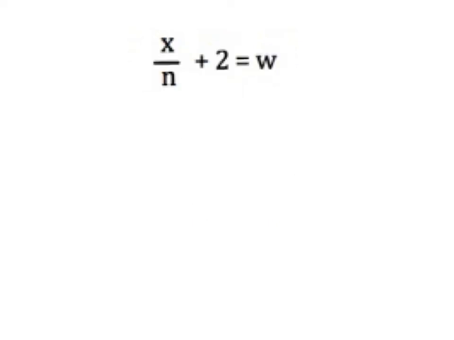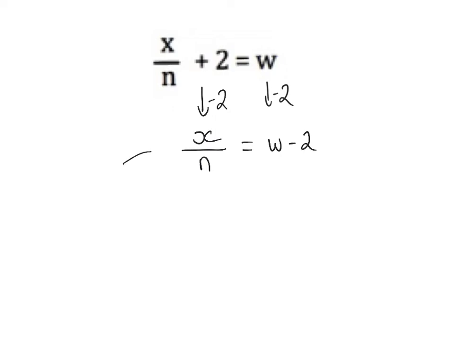So we're going to look at a couple of examples involving fractions now. The process still stands though. We want to isolate the term involving x ideally if we can, and then cope with that. So the first thing we would do is subtract 2 from both sides. This is going to leave me with x divided by n is equal to w, take away 2.